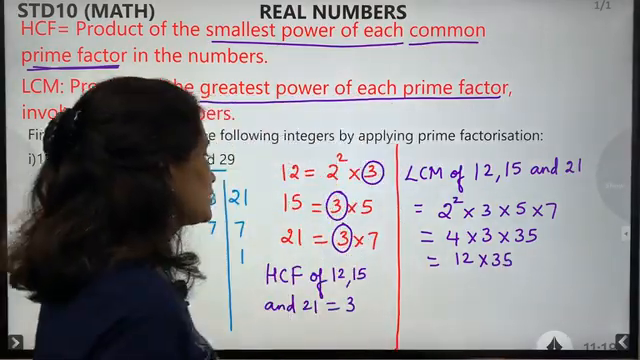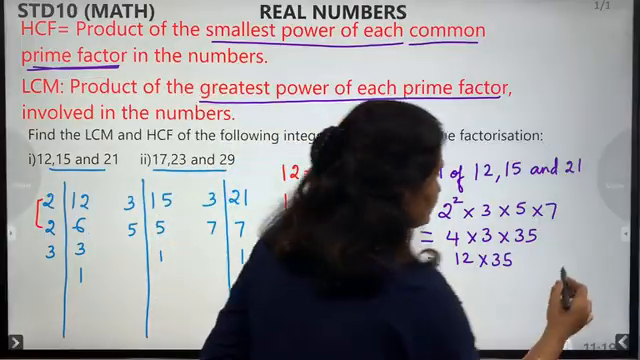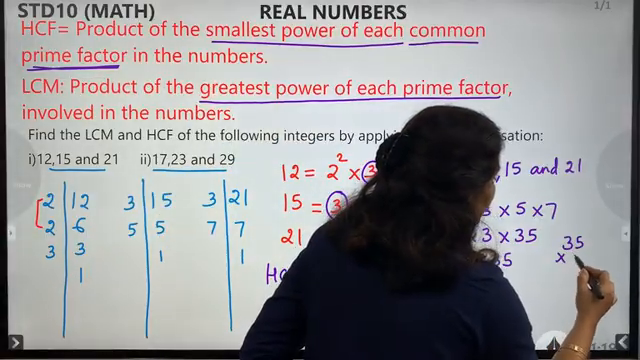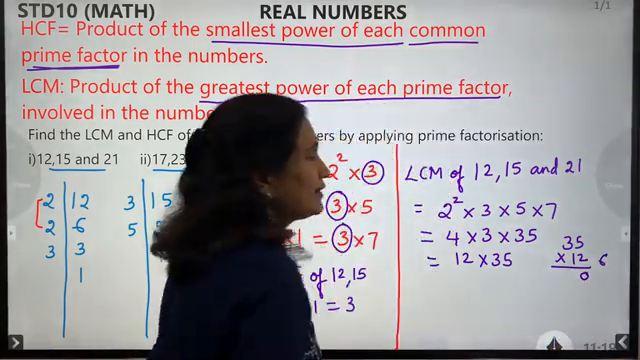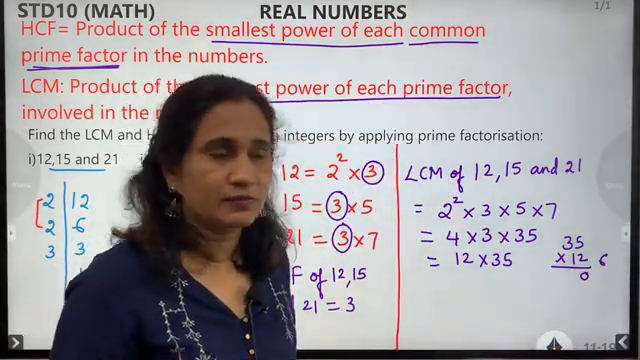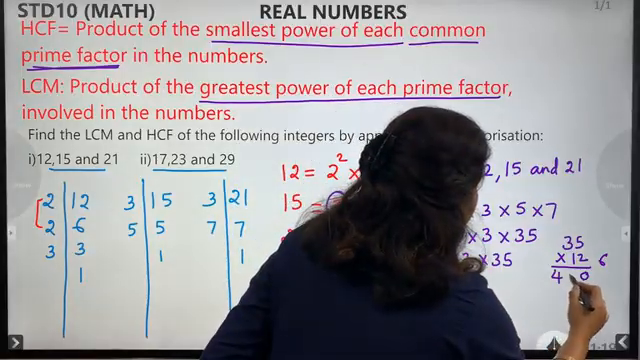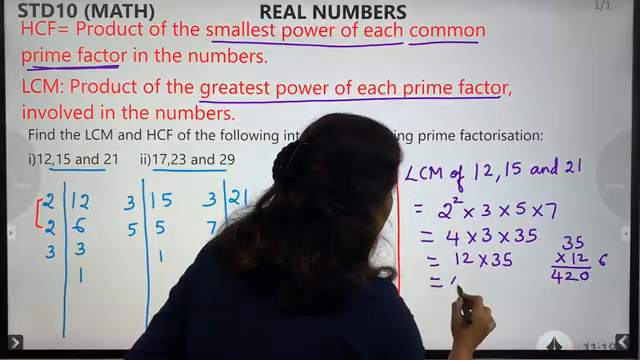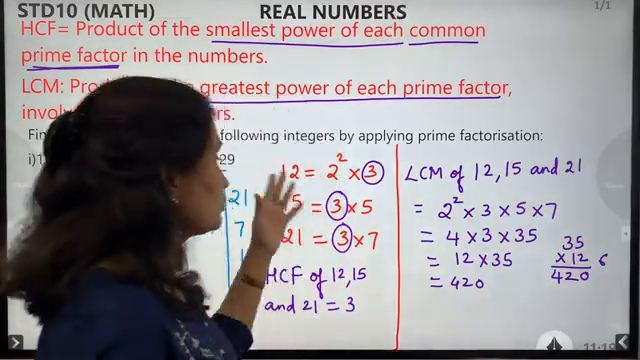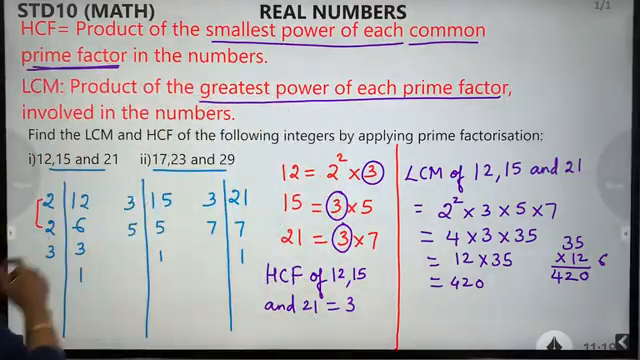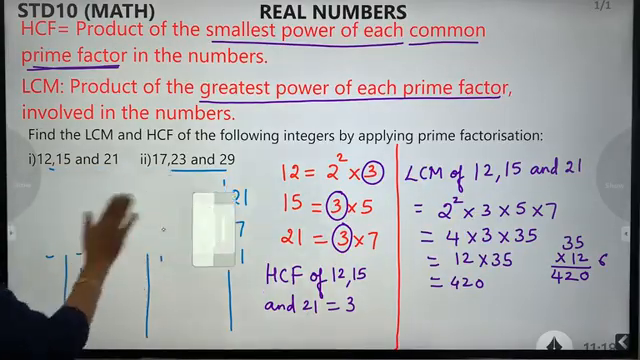Let us see what answer you get for 12 into 35. 12 5s are 60, so 0 carry 6. 12 3s are 36. 36 and 6 will give me 42. So the answer is 420. So 420 is the LCM of the given numbers. So this is how you do it for three numbers. Let us come to the next set of questions.